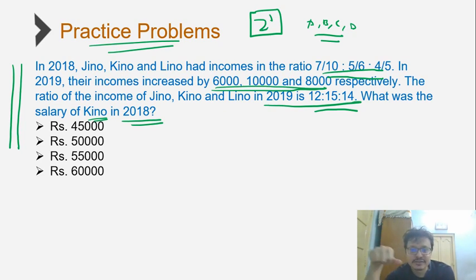So everybody try solving this in the next minute or so. 2 minutes is what we are looking at per question, trying to solve them.